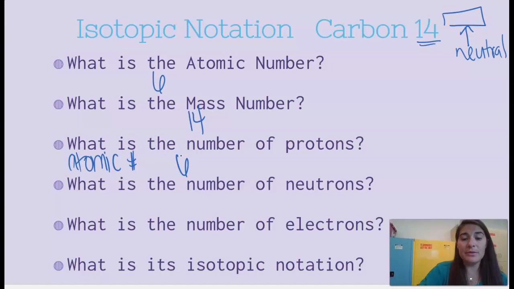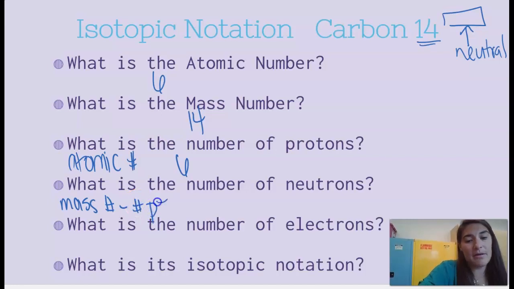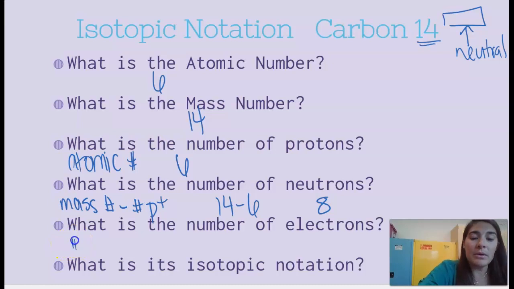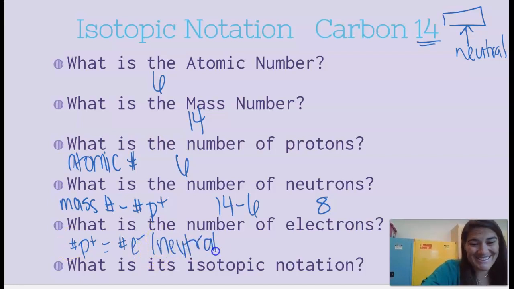What is the number of neutrons? Again, for here, we're going to take that mass number and minus the number of protons. Okay, so that's 14 minus 6, which gives us 8. What is the number of electrons? Again, because it's neutral, we know that the number of protons equals the number of electrons for this one. Okay, and again, that's because it was neutral. That's not always the case, just here.